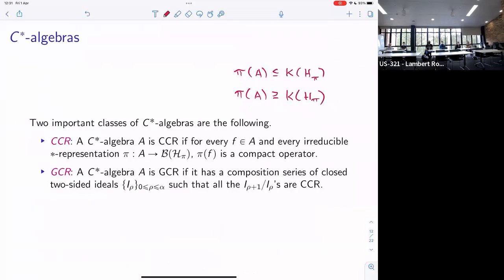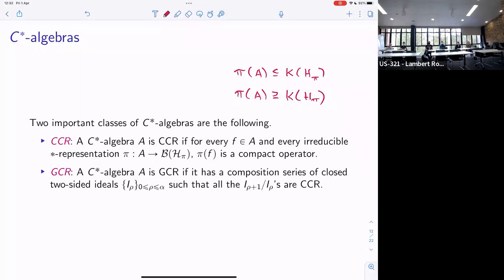And I'll just note that C-star algebras that are either GCR or CCR have very nice representation theory, and in general we can understand the representation theory of these algebras quite well. But for C-star algebras that don't fit into these classes, their representation theory is quite poor, and in general we can't say a lot about the representation theory of C-star algebras that don't lie in these classes.